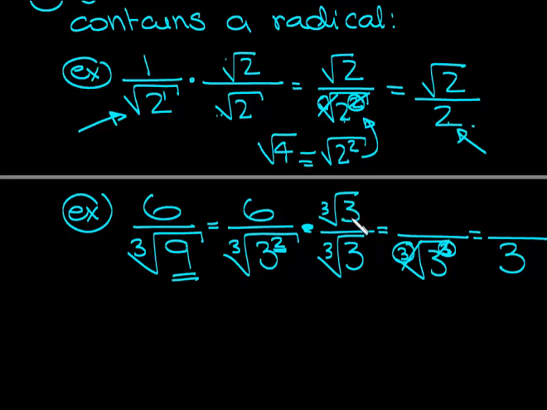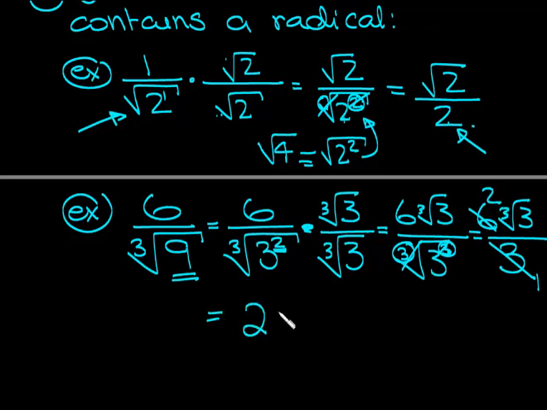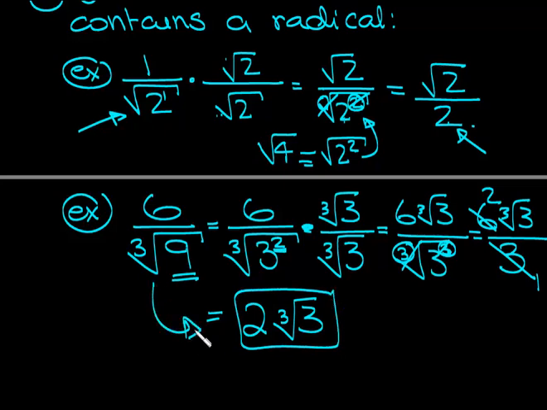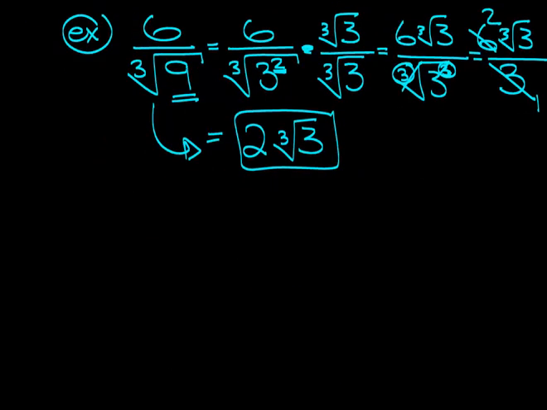3. So this becomes 6 cube root of 3 on the top, and out here we get 6 cube root of 3. 3 goes into that once and into that 2 times, so the answer is 2 cube root of 3. So this is the same thing as this. Okay. Remember, we can never have radicals in the denominator, so you need to make sure you follow these guidelines. Let's do one last example.